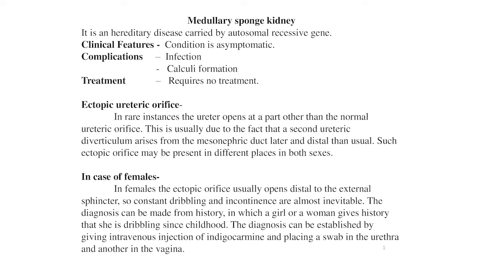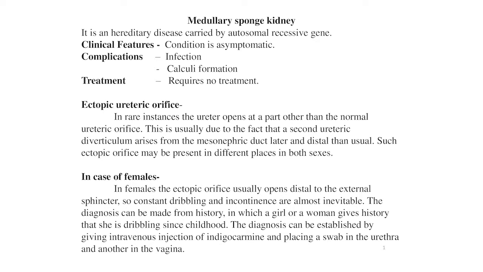It is a very small topic. It is a hereditary disease carried by an autosomal recessive gene. The basic pathology is widening of the distal collecting tubules causing cystic dilatation of the renal collecting tubules. It is usually a bilateral condition, but occasionally it may be unilateral. I am talking about the medullary sponge kidney.